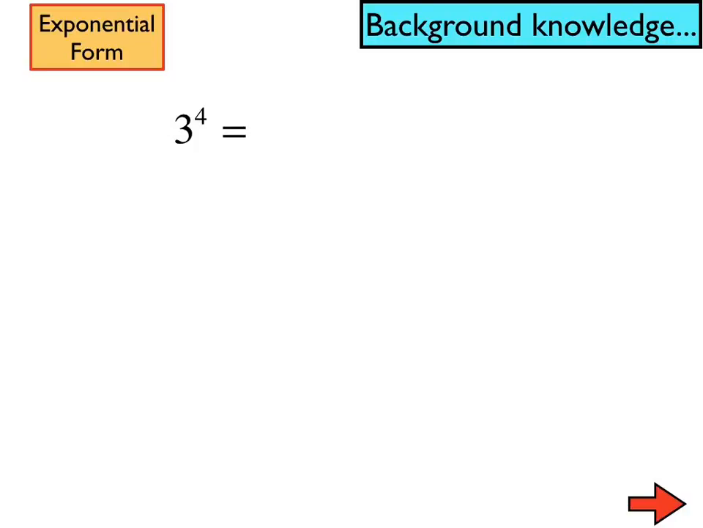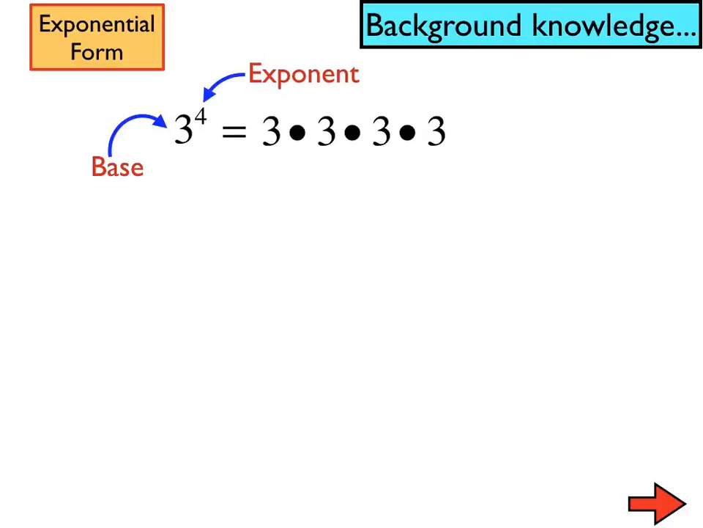Exponential form is if you see an exponent. Okay, this is read as 3 to the 4th power. If you expand it out as expanded product, you take the base, which is 3, and expand it out 4 times, which is the exponent. So this will be 3 times 3 times 3 times 3. If I asked you to evaluate, that would be the 81.